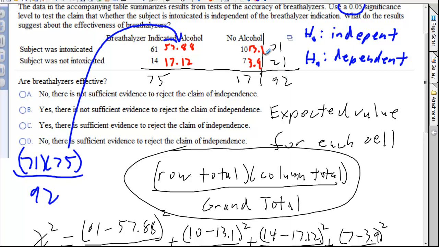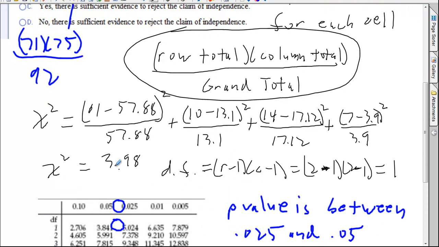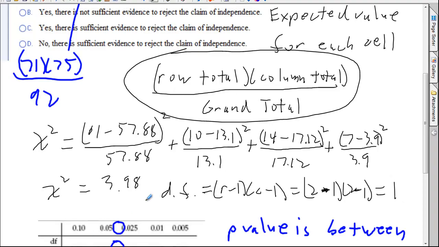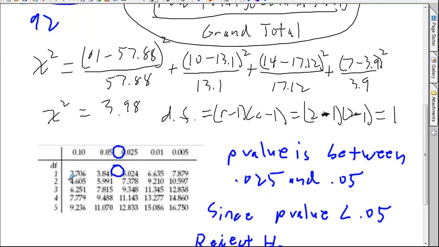So here the red are the expected, and then here's the observed. So this is observed minus expected squared divided by expected, for each cell. And we get a chi-squared statistic of 3.98. And if you look at your table, how do you do it when you have a table? Degrees of freedom is rows minus 1 times columns minus 1. This is only a 2 by 2 matrix, so we get 2 rows, 2 columns. 2 minus 1 is 1, 2 minus 1 is 1, 1 times 1 is 1. So there's only 1 degree of freedom here. And if we look in row 1, 3.98 puts us somewhere between 2.5% and 5% chance.